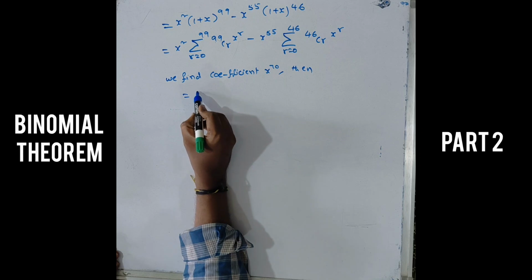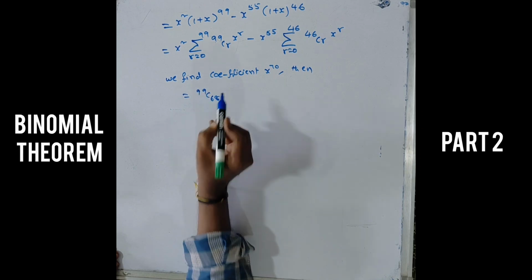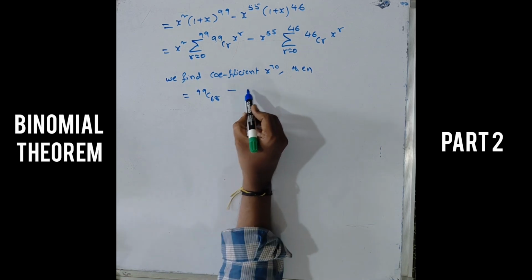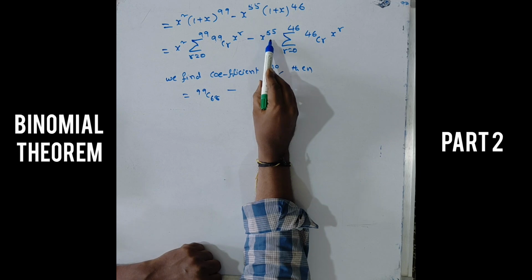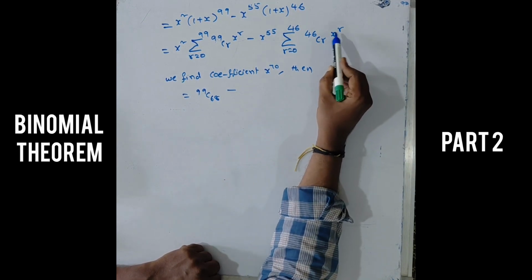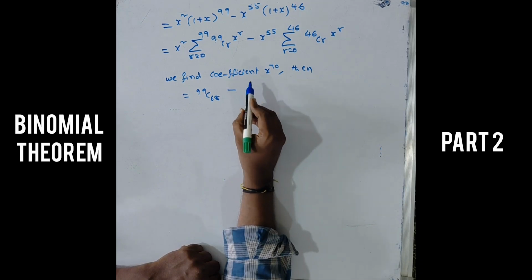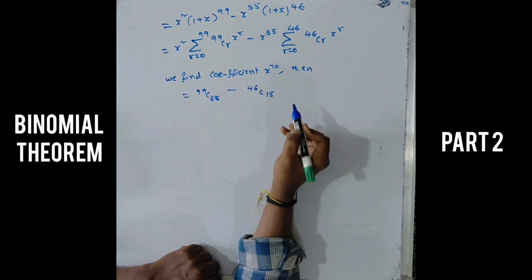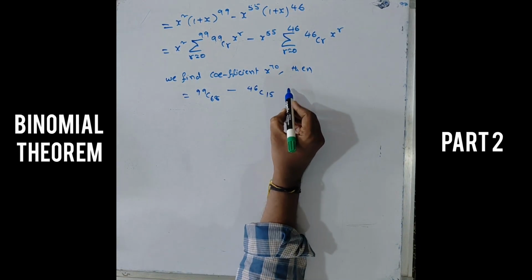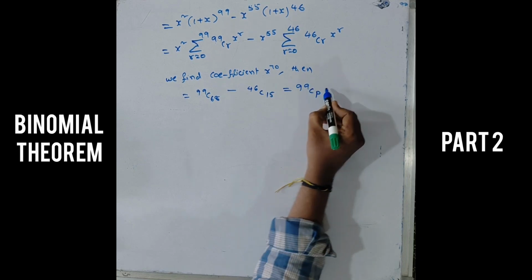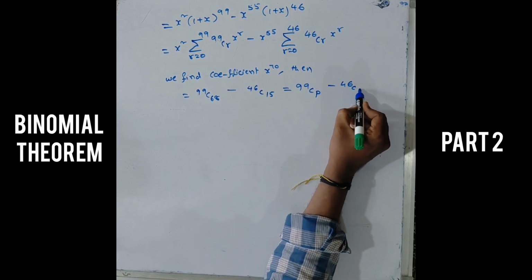So 99C68 minus, here x^55 is there, 55 plus 15 is 70, so the r value is 15. So the coefficient of x^70 is 99C68 minus 46C15. That is equal to 99Cp minus 46Cq.